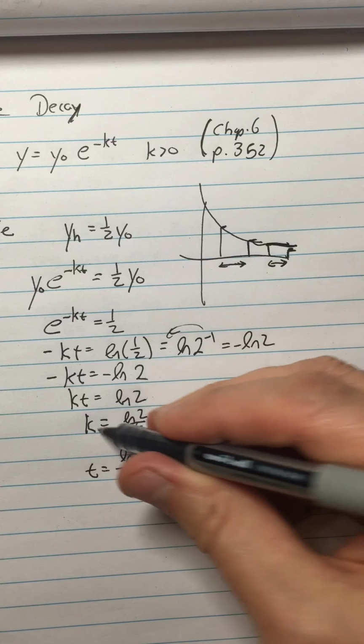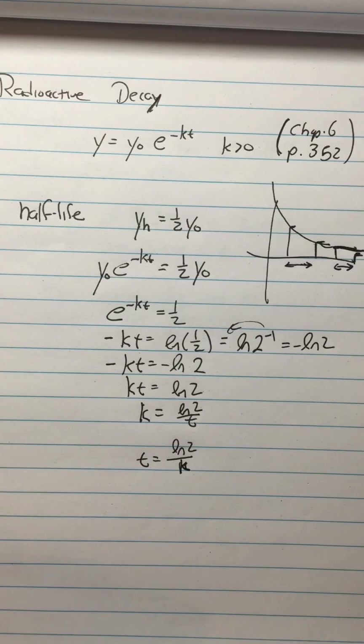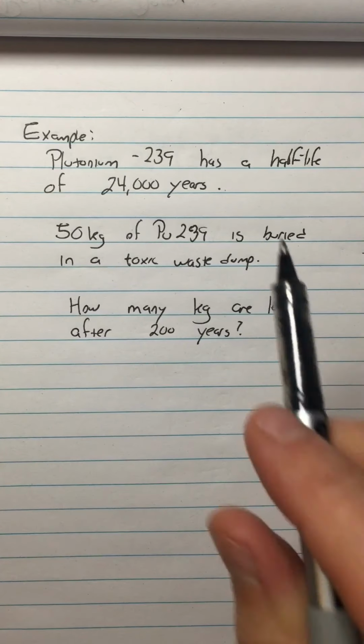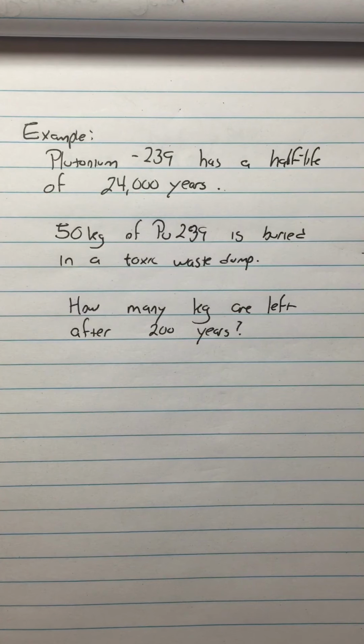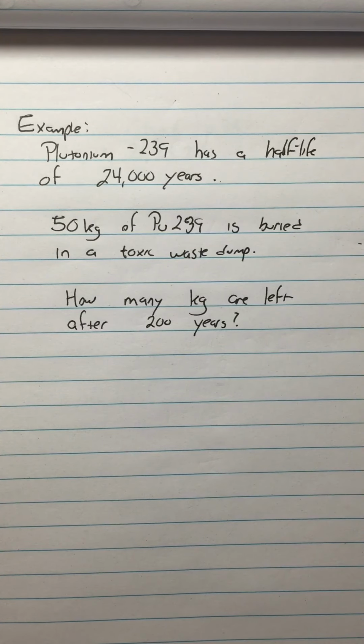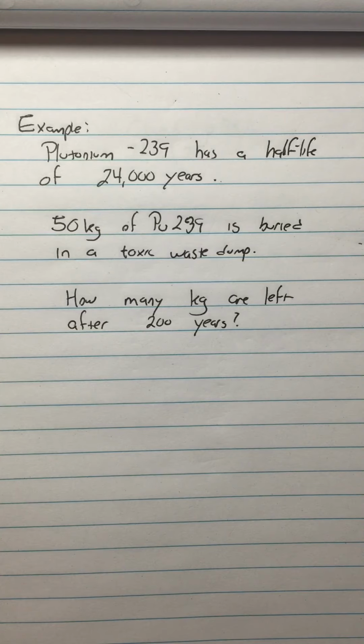If I know the half-life, I can get the rate of decay, because they have that simple relationship. Okay, so here is an example of using that. Here's a true statement: plutonium-239 has a half-life of 24,000 years. How do I know that? Because I looked it up on the internet, and that's why I know it's true. All right, plutonium-239 has a half-life of 24,000 years.